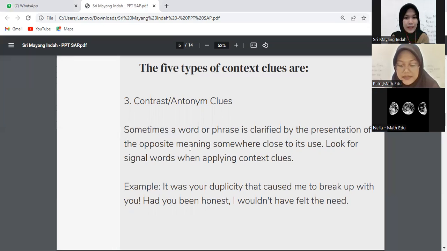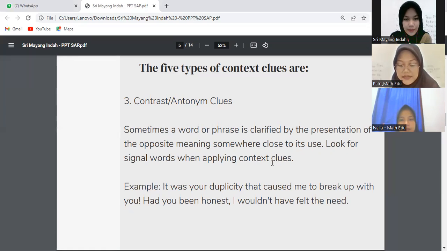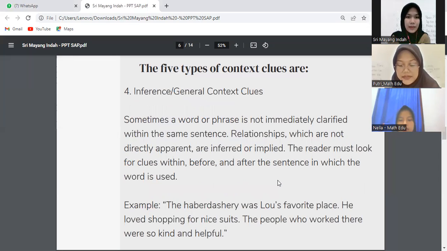Sometimes a word or phrase is clarified by the presentation of the opposite meaning somewhere close to its use. Look for signal words when applying context clues. For example, it was your duplicity that caused me to break up with you. Had you been honest, I wouldn't have felt the need.